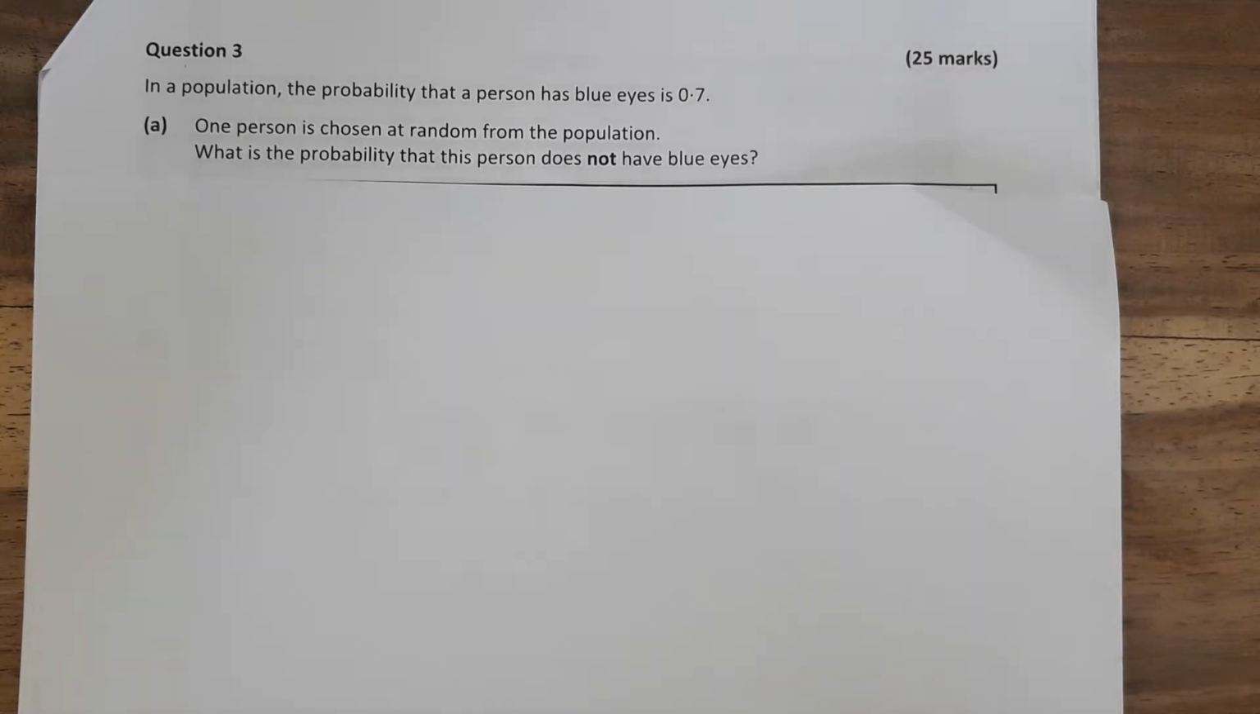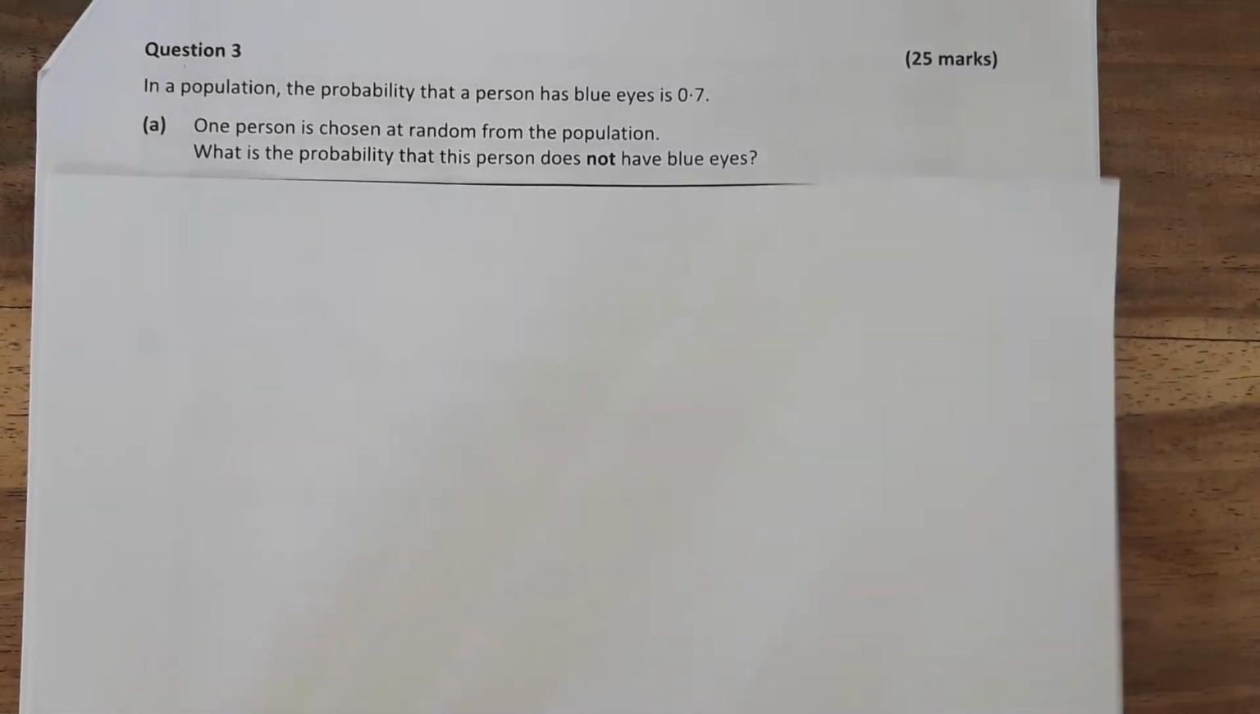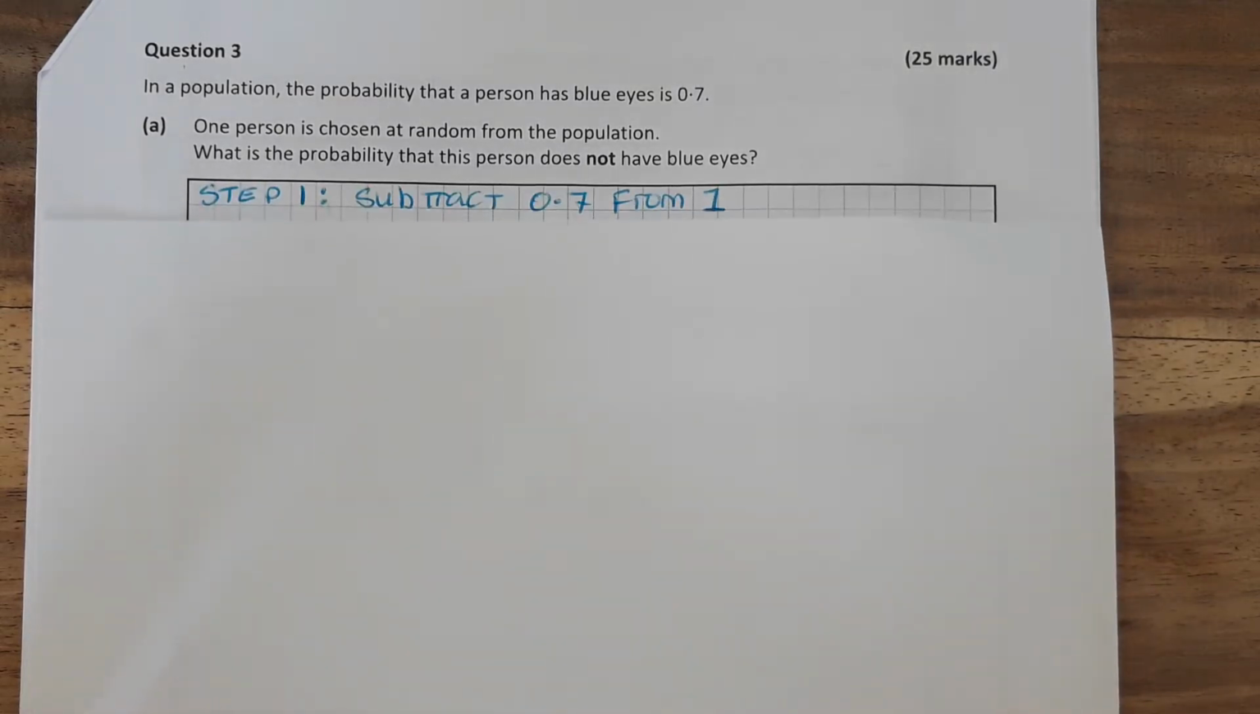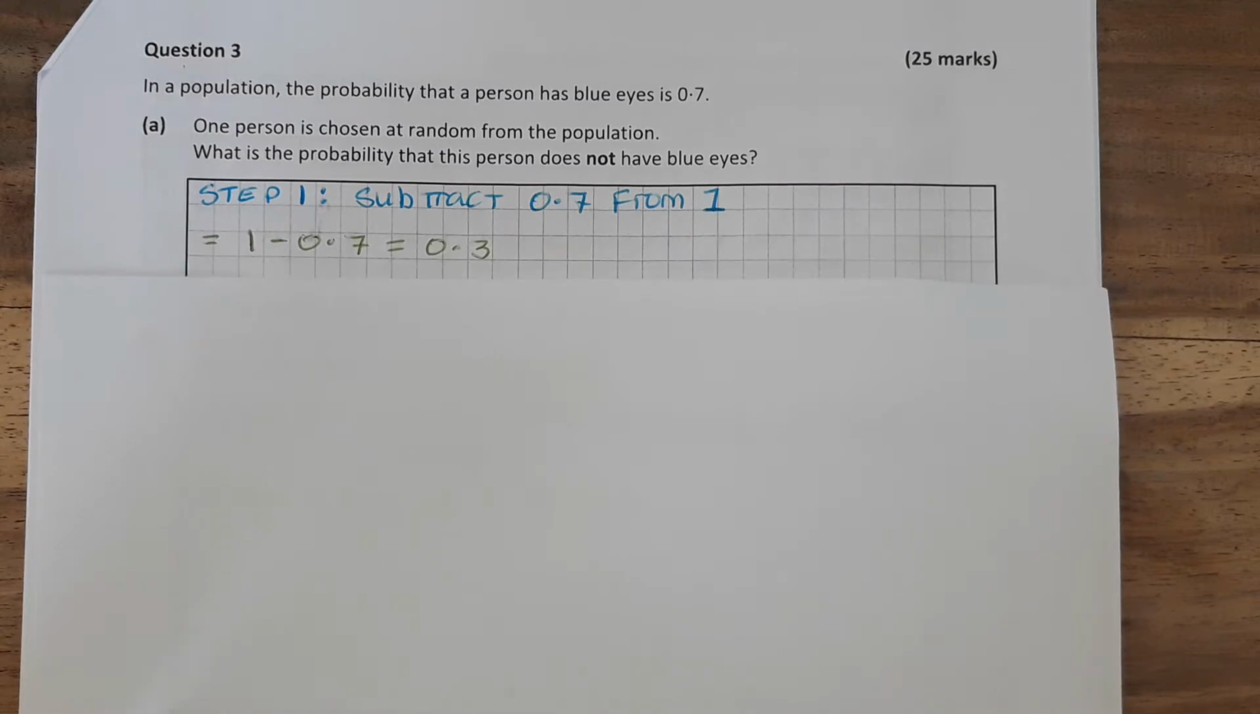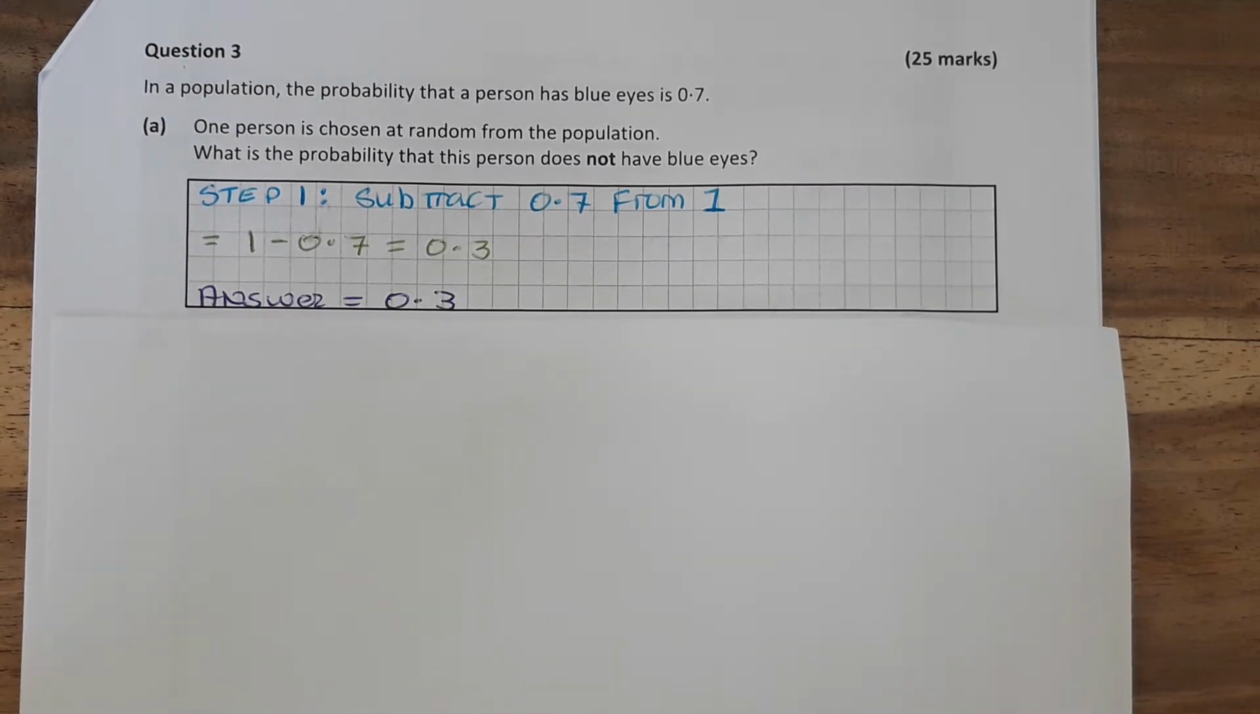Well, the total amount of the population is 1. Okay, that's everybody, is represented by the number 1. So subtract 0.7 from 1. 1 minus 0.7 is 0.3. So the answer is 0.3.